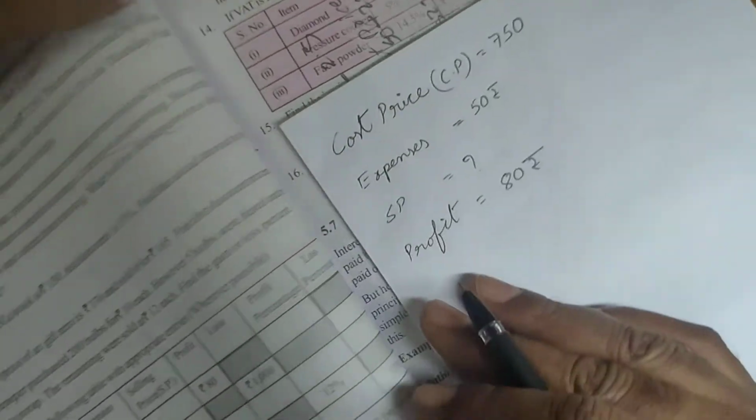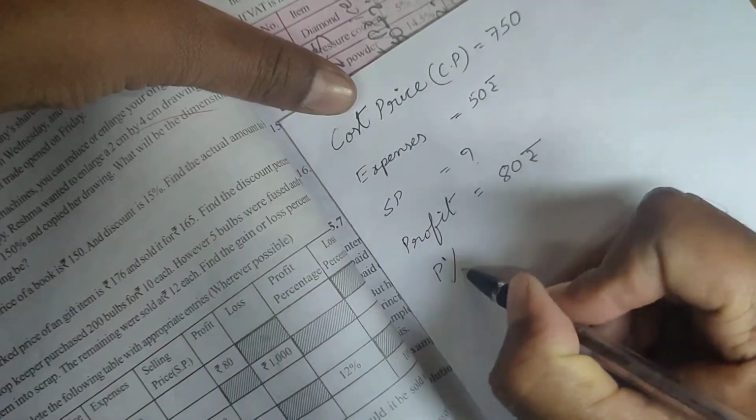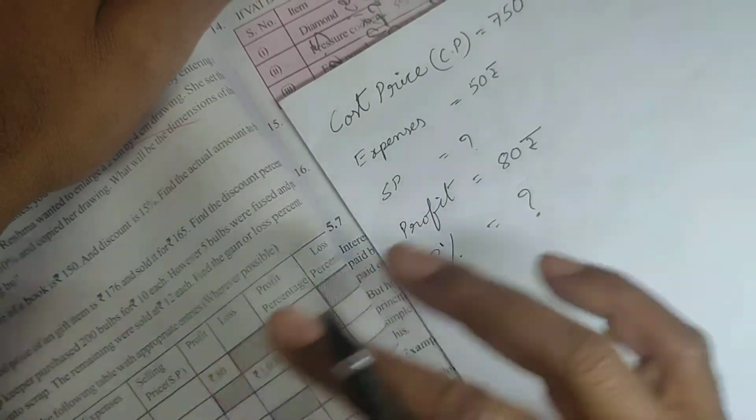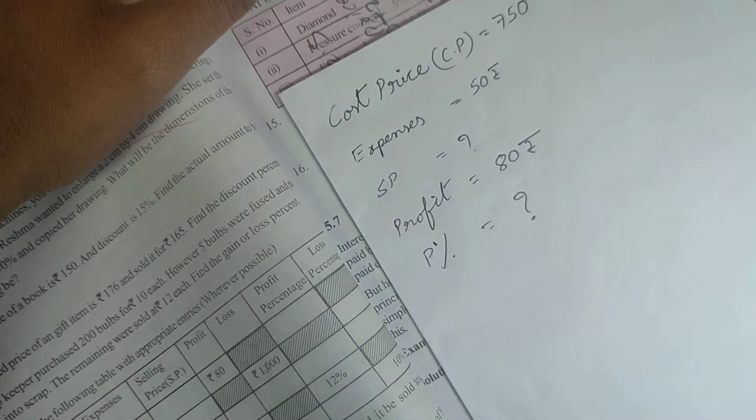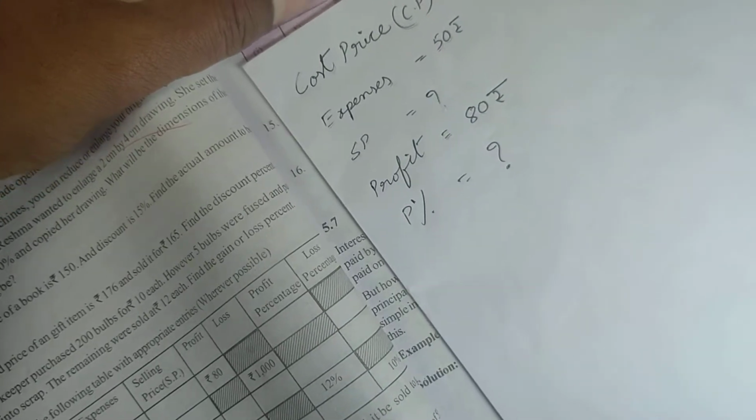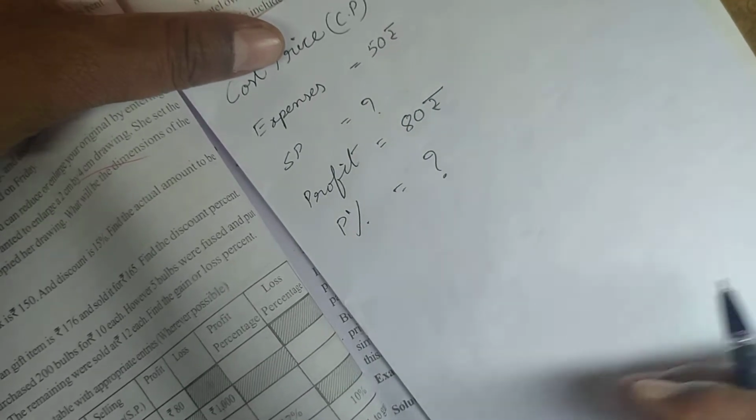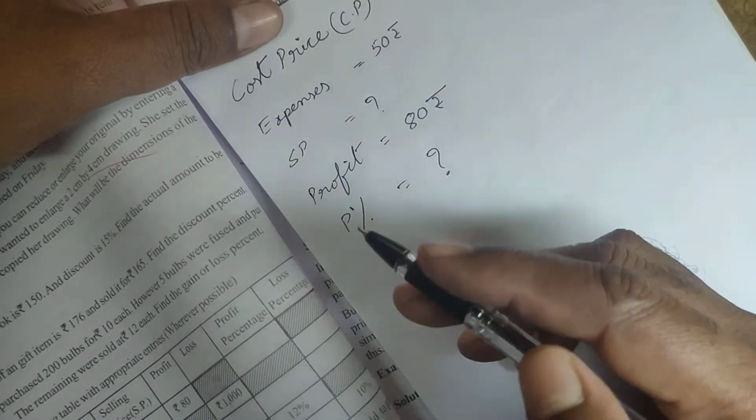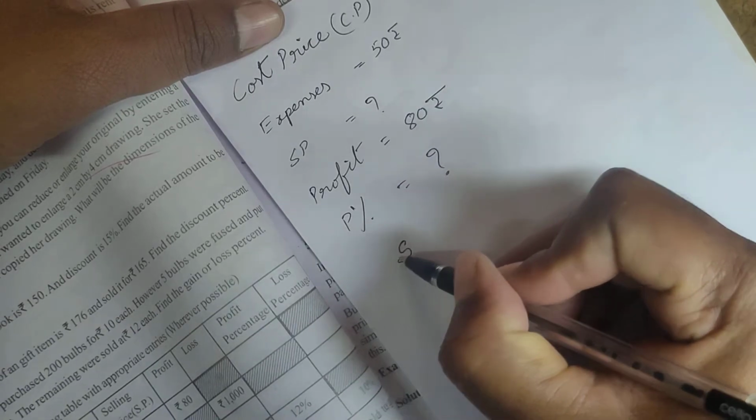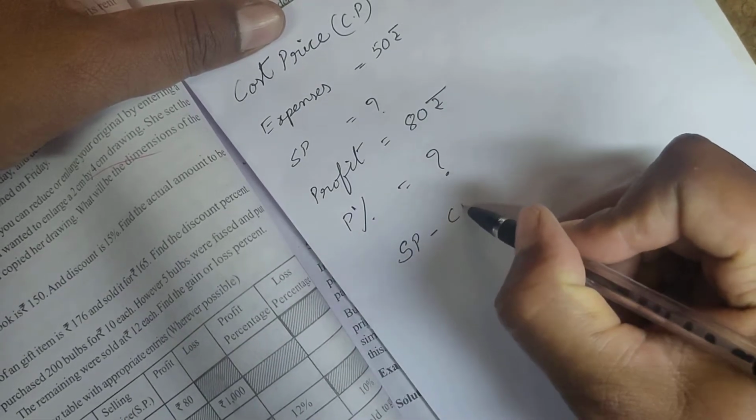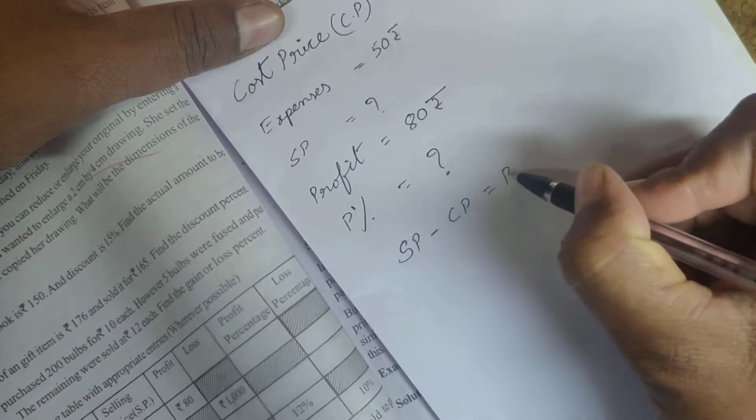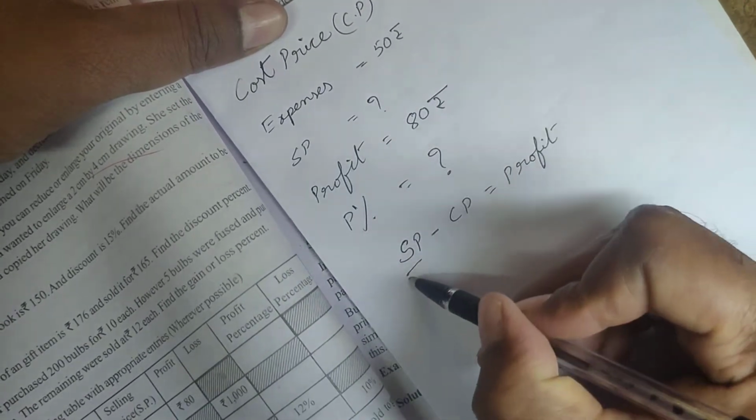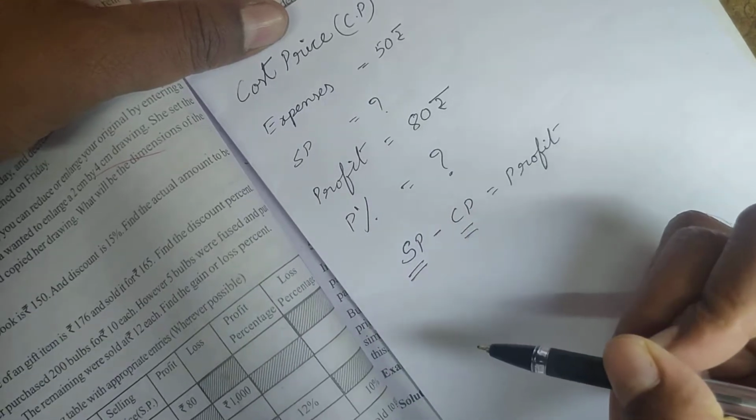And what do you have to find? You should find the profit percentage. So what is given, I wrote here, that's it. Okay. Now let's see how to do the problem. What is the formula for profit? SP minus CP is equal to profit. Here SP means total SP, CP means total CP.